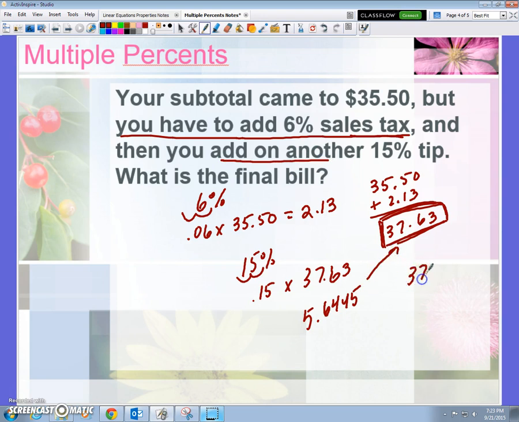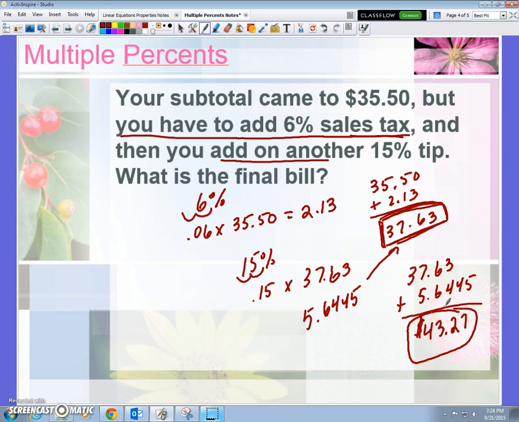And because I'm adding on another 15%, I have to add this onto this guy. So to find my answer, 37.63, which is the part with the tax, and on top of that, I got to add my tip on there, for the good service. So I will have as my final total $43.27.